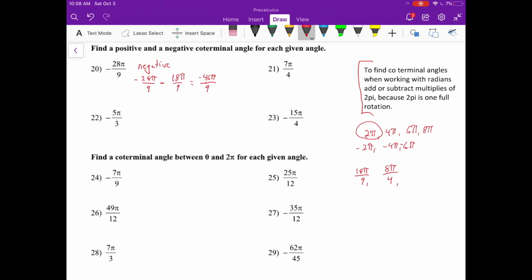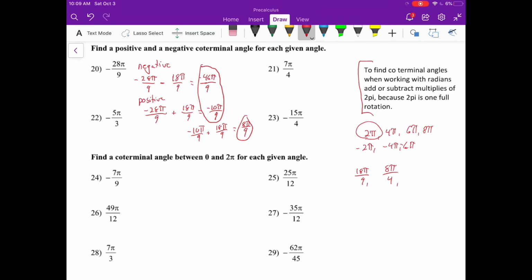So that gives us a negative. For a positive, we'll go ahead and add 18 pi over 9, or 2 pi. But as you may have realized, if we add this 2 pi, that doesn't get us out of the negatives. We're still at negative 10 pi over 9. So actually we have two answers for negative. This one isn't positive yet. So we're going to take that negative 10 pi over 9 and add 18 pi over 9, or 2 pi again. And that gives us 8 pi over 9. So here's a positive, and either one of these is a correct negative.